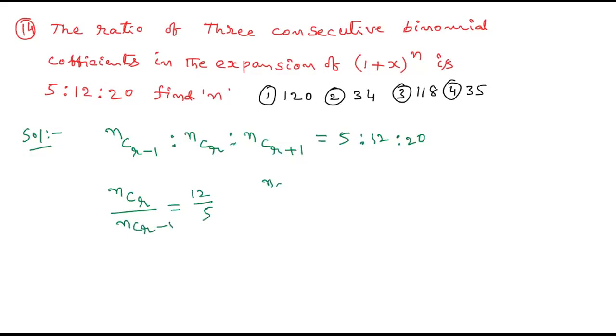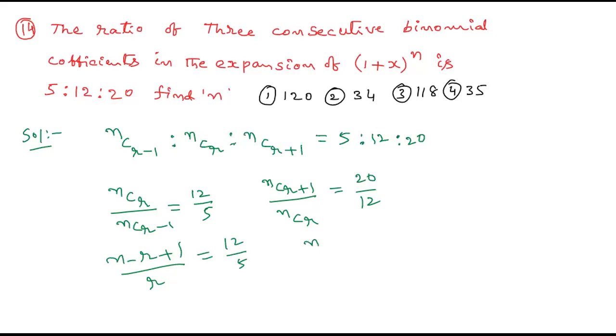Next, another one, nCr+1 divided by nCr. Then what is the ratio here? 20 by 12. Now, nCr by nCr-1 is a standard result formula, (n-r+1)/r, that is equal to 12 by 5. Next, nCr+1 by nCr means (n-r)/(r+1), that is equal to here 4 3s are 12, 4 5s are 20. So we get 5 by 3.